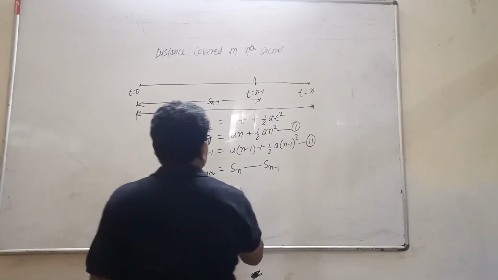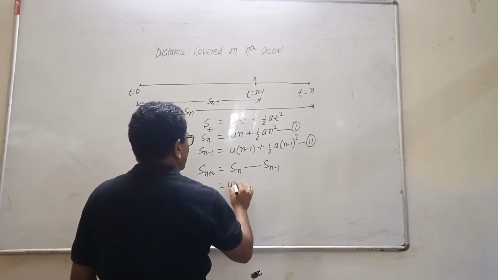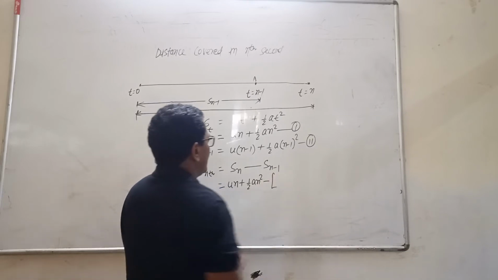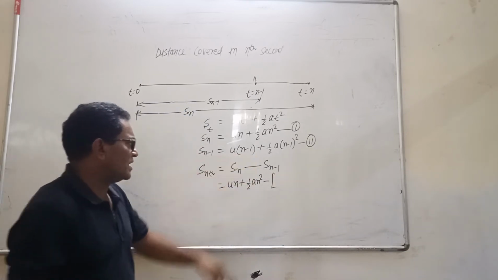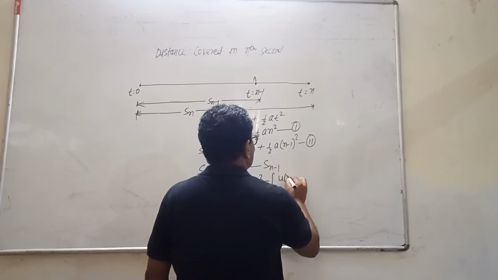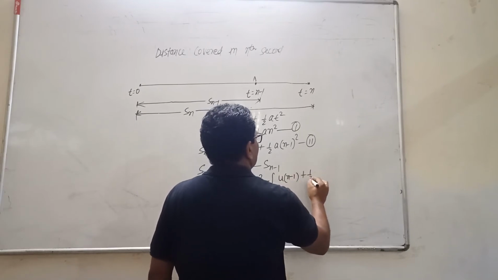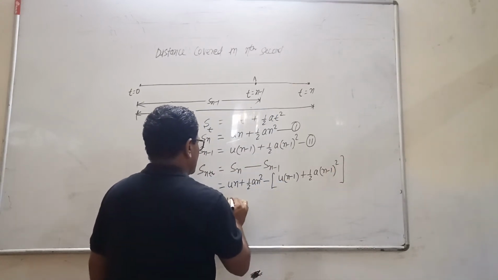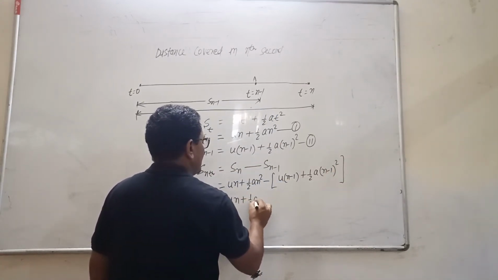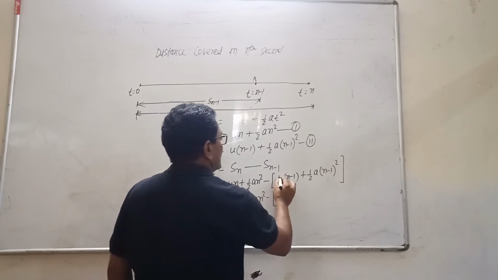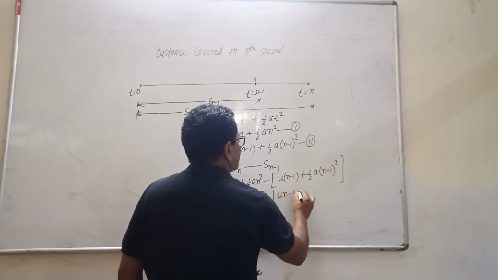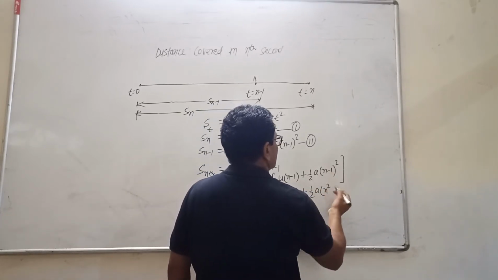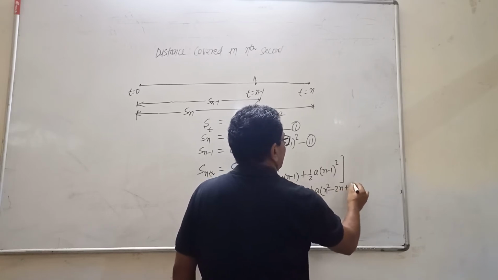Put the value of Sn from the first equation. The value of Sn is un plus half an square minus S of n minus 1. Put the value of S of n minus 1, which is u into n minus 1 plus half a into n minus 1 the whole square. So this is un plus half an square minus, removing the bracket, un minus u plus half a into n minus 1 the whole square expanded: n square minus 2n plus 1.